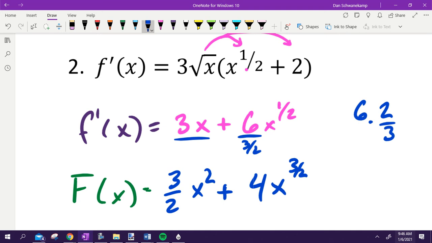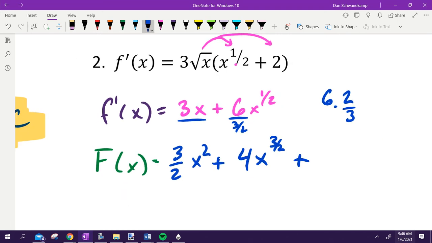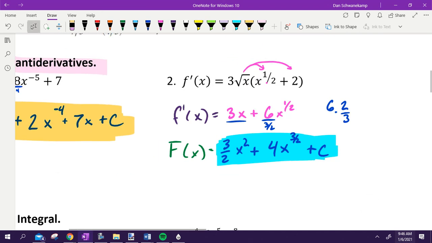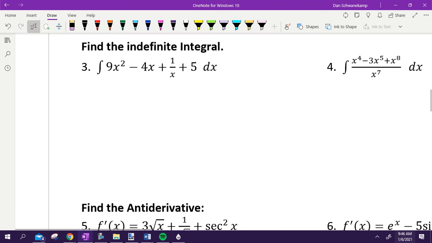Is that my answer? Plus C, because there could have been a constant that went away when I took the derivative. Boom, that is my answer there. Questions through 2? This is all we're doing all second semester. So if at first glance it looks a little weird to you, great. We're going to do it a bunch.